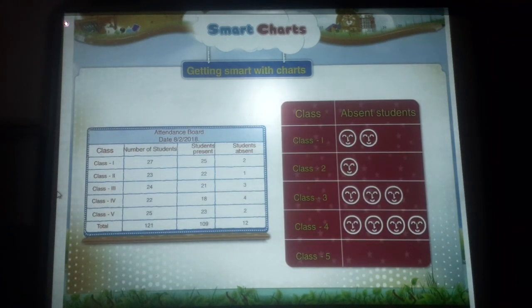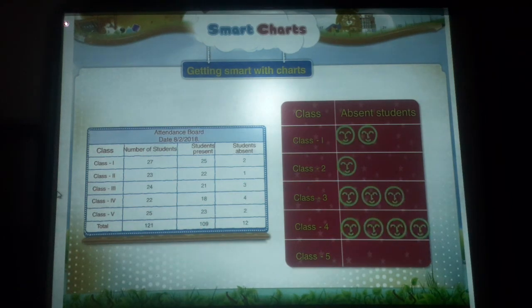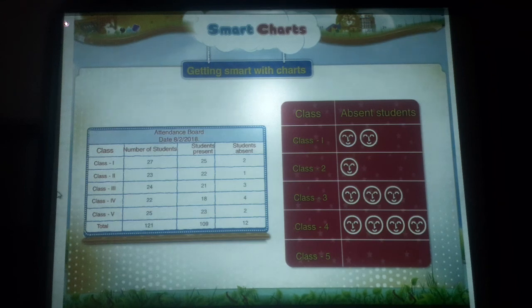Absent students chart. This is a chart to show the number of absent students. Each absent student is shown by this symbol. As 2 students are absent in class 1, so 2 symbols are shown.